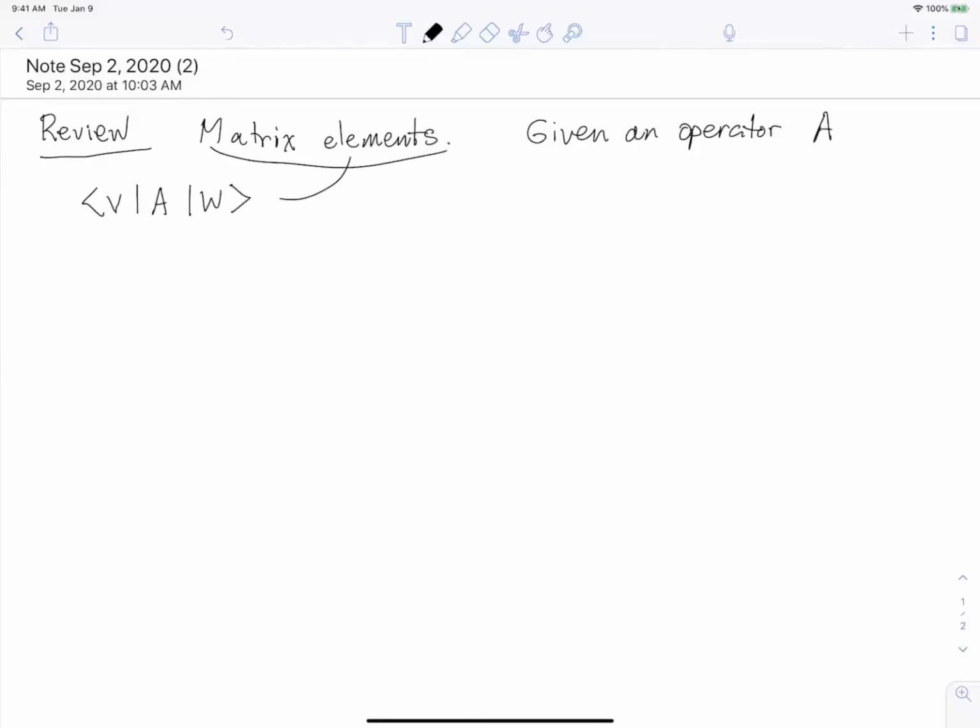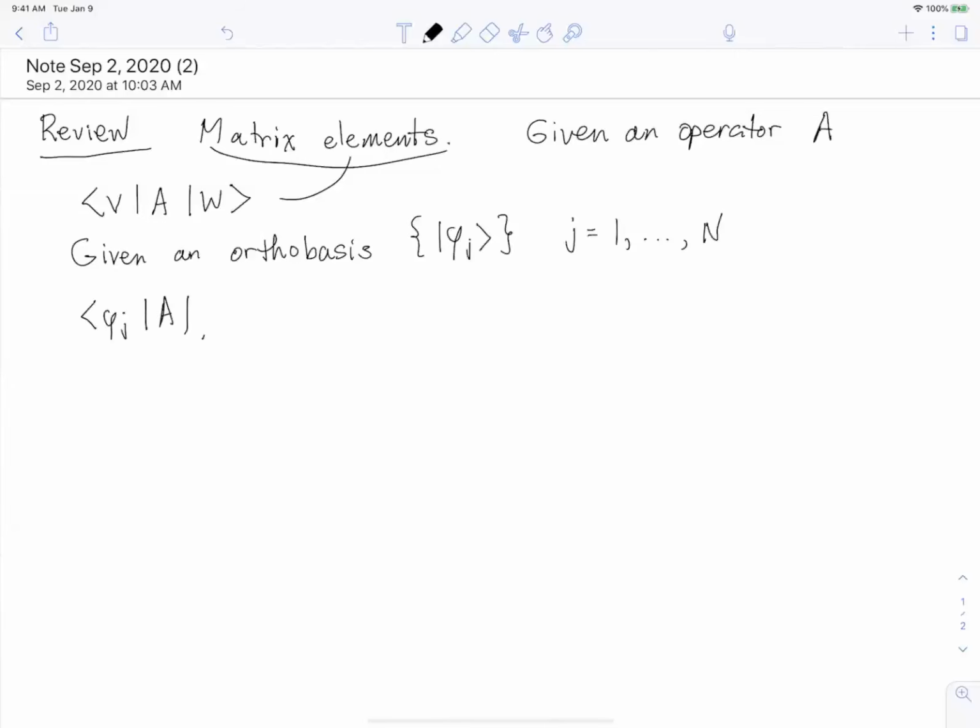Okay, so in particular, it's very often useful to talk about matrix elements in an orthonormal basis. So if we're given an orthonormal basis, that's a set of kets, phi sub j, where j is, let's say, 1 up to some number, that's the dimension of the Hilbert space. Then we can look at the matrix elements phi j, operator, phi k, and we can call those A sub jk, and these form a matrix.